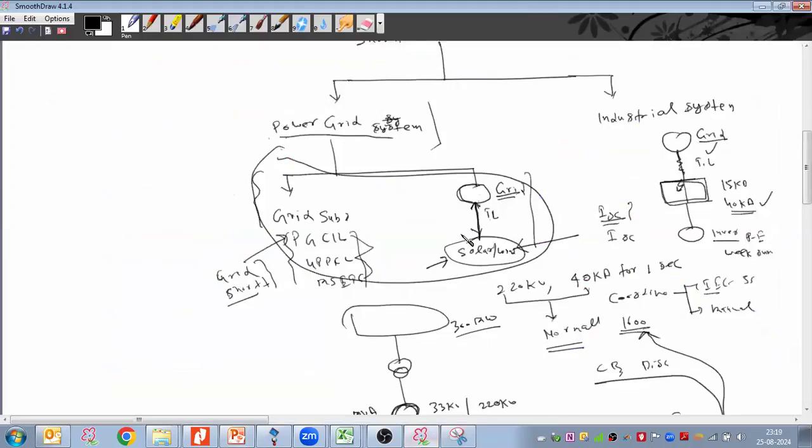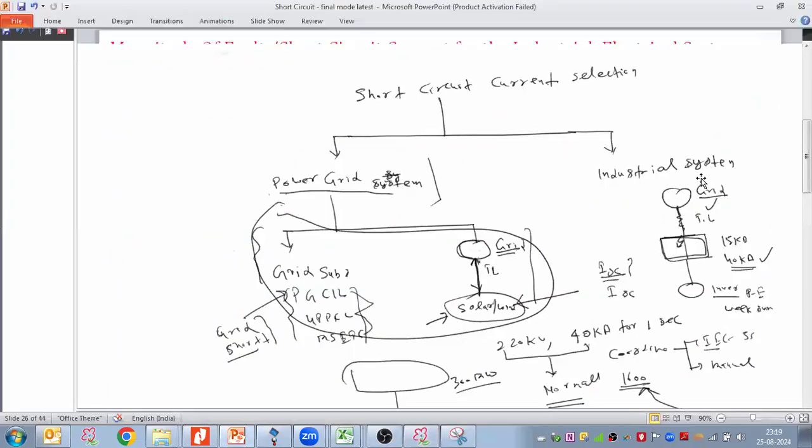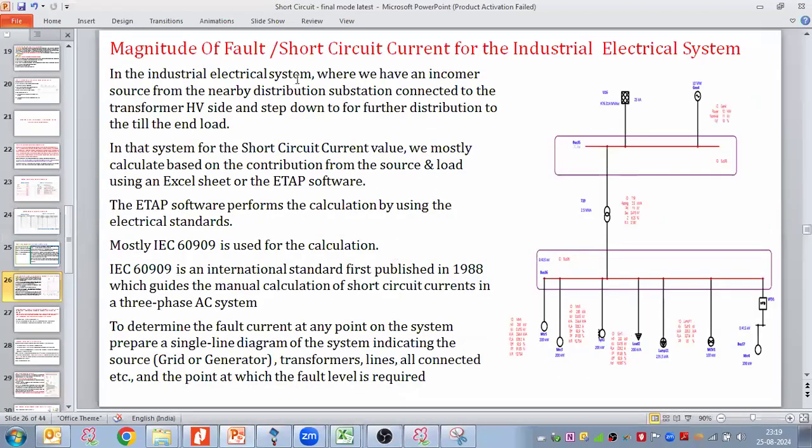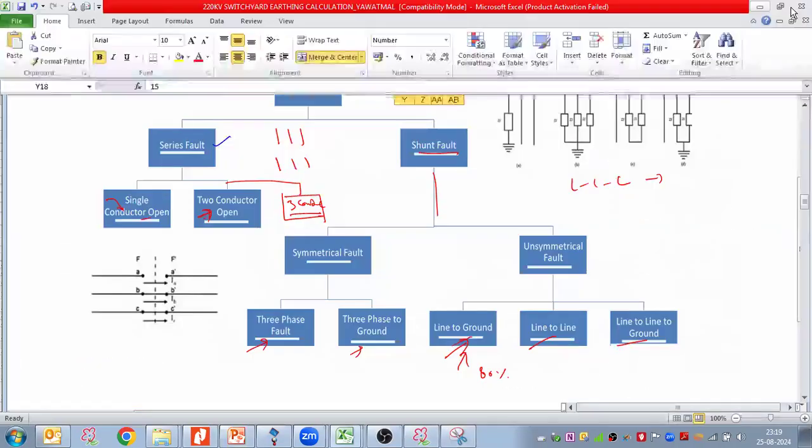Now, second, if I have an industrial system, in that case, what do we do? In the industrial electrical system, we have an incomer source from the nearby distribution substation, right? So, like here we can see the grid here.